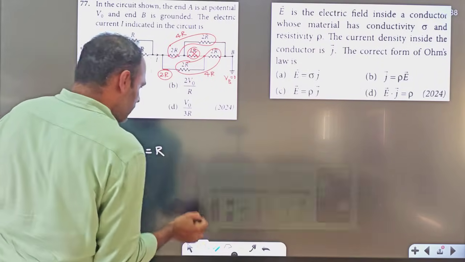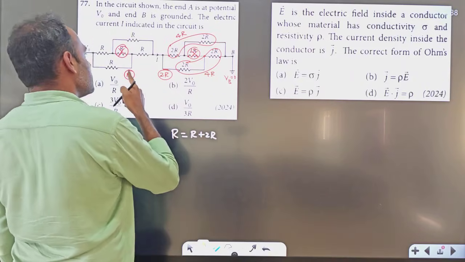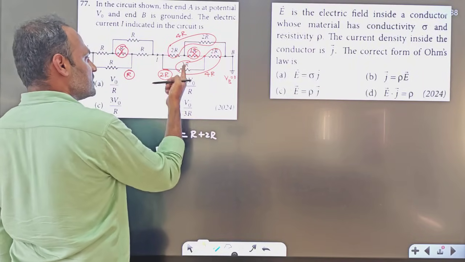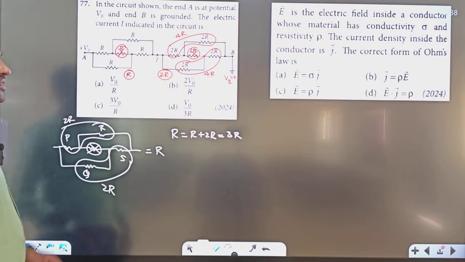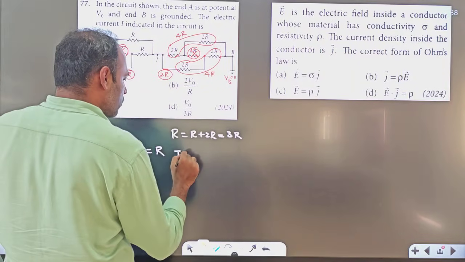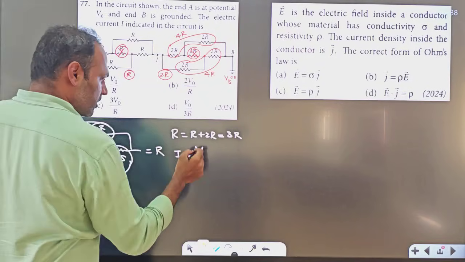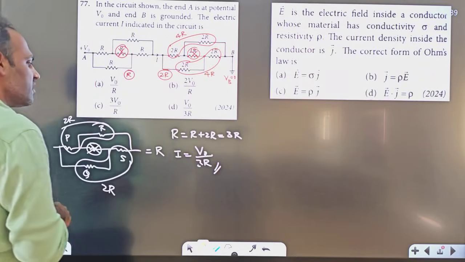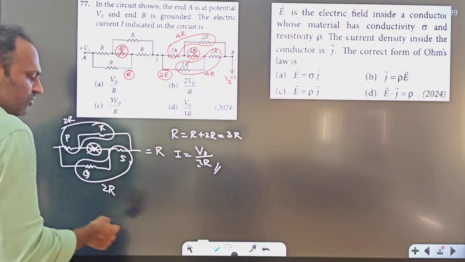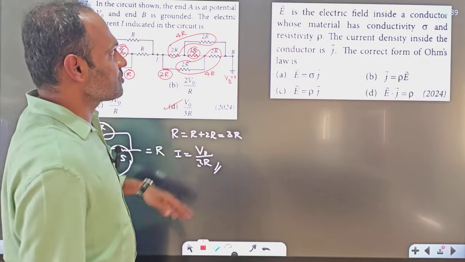So what is the total resistance in the circuit now? Total resistance will be equal to R plus 2R. Why? Because this circuit and this circuit both are in series. Since these two are in series, the total resistance is 3R. They are asking us the current. So current is equal to potential difference. Potential difference V0 minus 0, it will be V0 divided by resistance 3R. So V0 divided by 3R, which is the correct option then? Correct option is option D. Okay, let us move on to the next question.